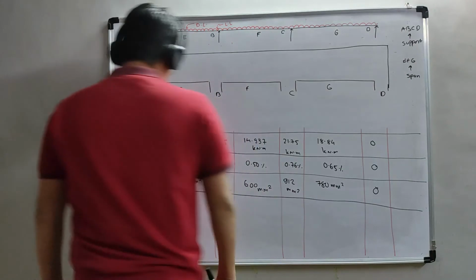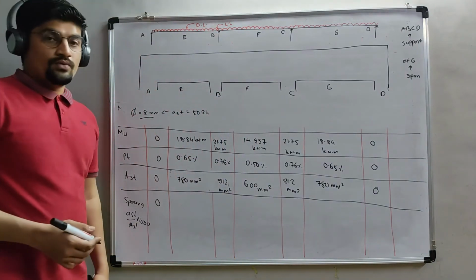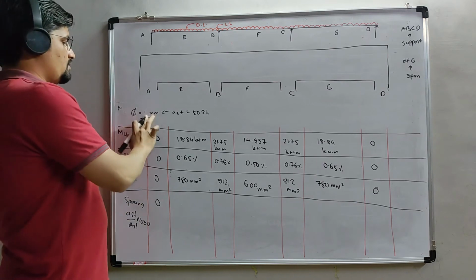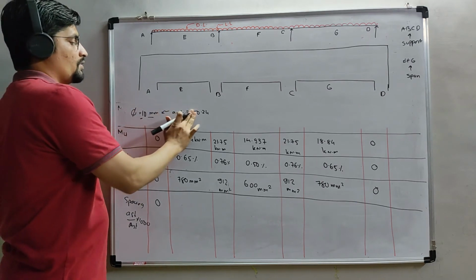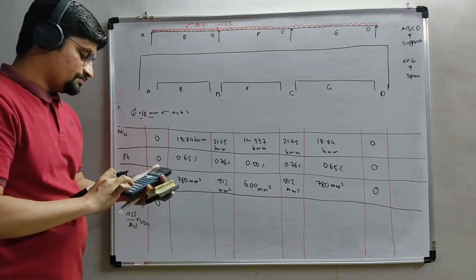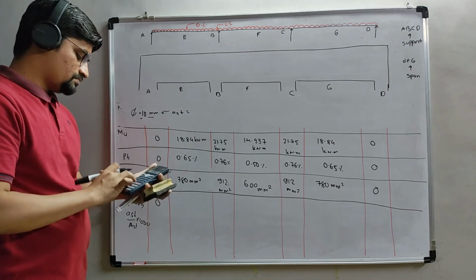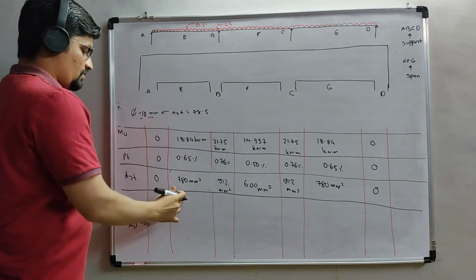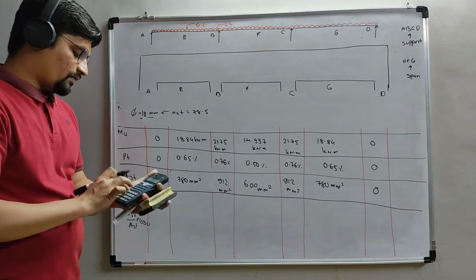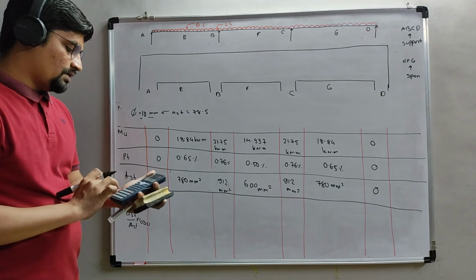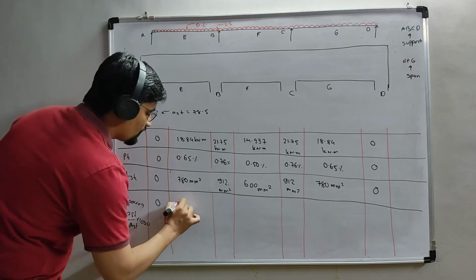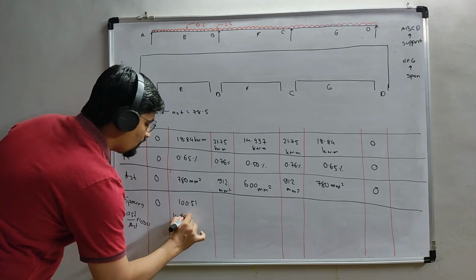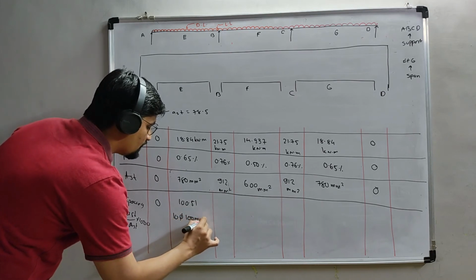So the spacing is 64.4. It is getting so much lower. So let's take the diameter of 10 mm. For that it is 78.5. So now find the spacing. 78.5 divided by 780 into 1000. So it is 100.51. So provide 10 mm dia at 100 mm center to center.